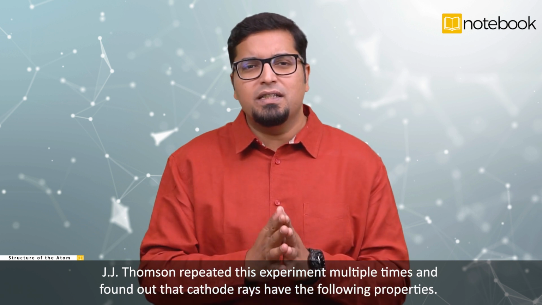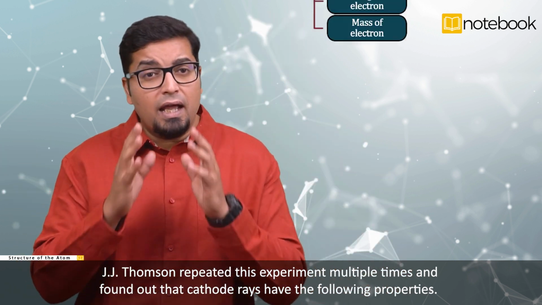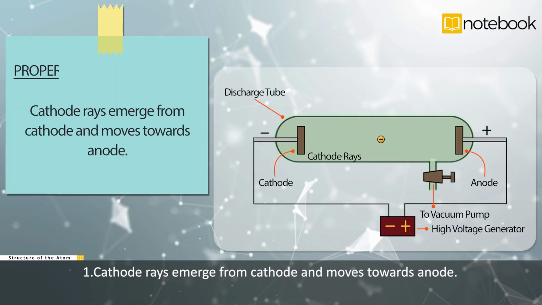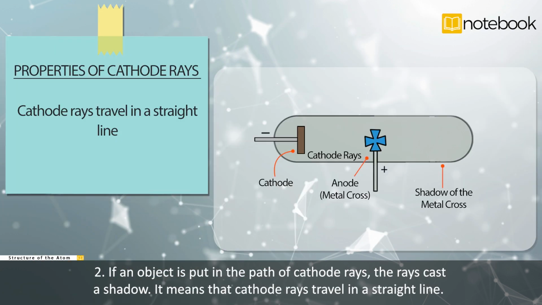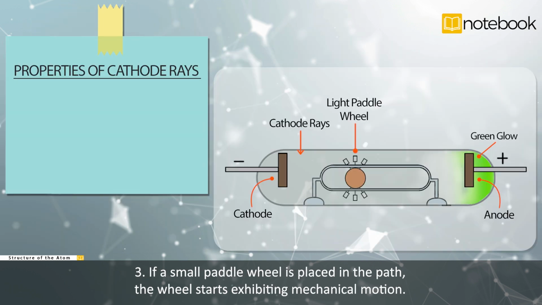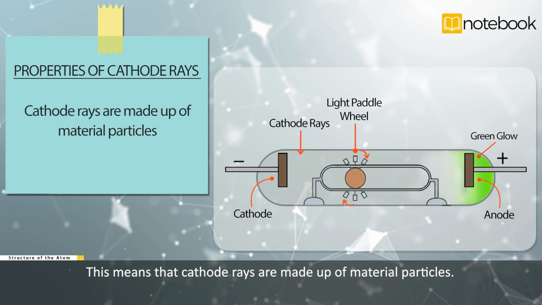J.J. Thomson repeated this experiment multiple times and found out that cathode rays have the following properties. Number 1. Cathode rays emerge from cathode and move towards the anode. Number 2. If an object is put in the path of cathode rays, the rays cast a shadow. It means that cathode rays travel in a straight line. Number 3. If a small paddle wheel is placed in the path, the wheel starts exhibiting mechanical motion. This means that cathode rays are made up of material particles.